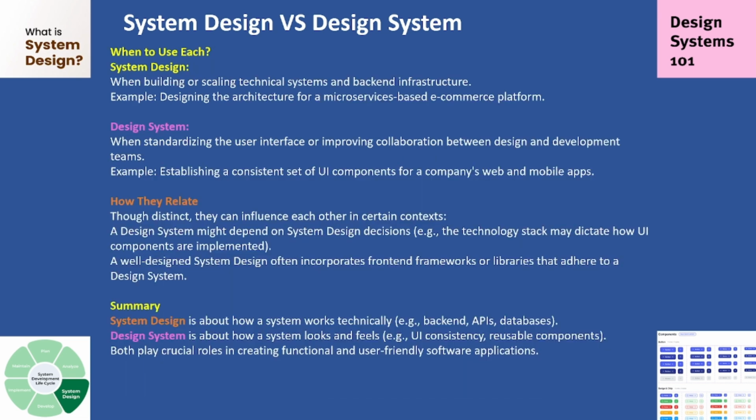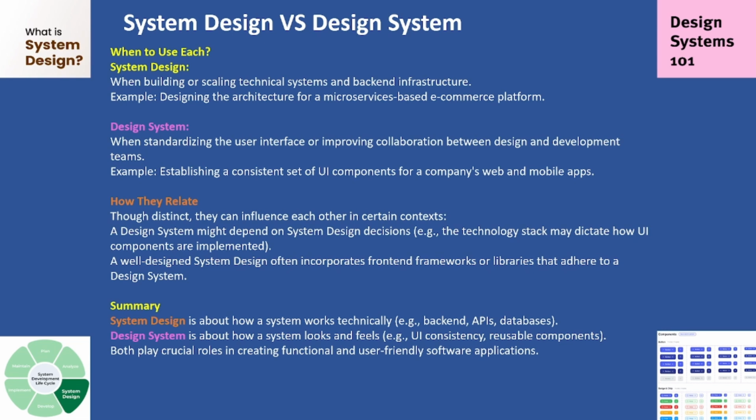And when to use each, right? System design: when building or scaling technical systems and backend infrastructure, for example designing the architecture for a microservices-based e-commerce platform. Design system: when standardizing the user interface or improving collaboration between design and development teams, for example establishing a consistent set of UI components for company web and mobile apps, guys.